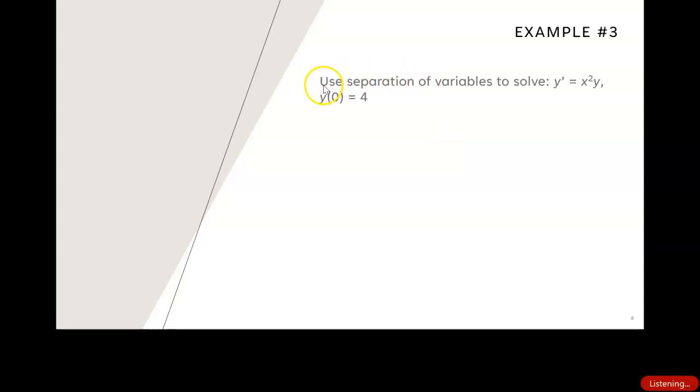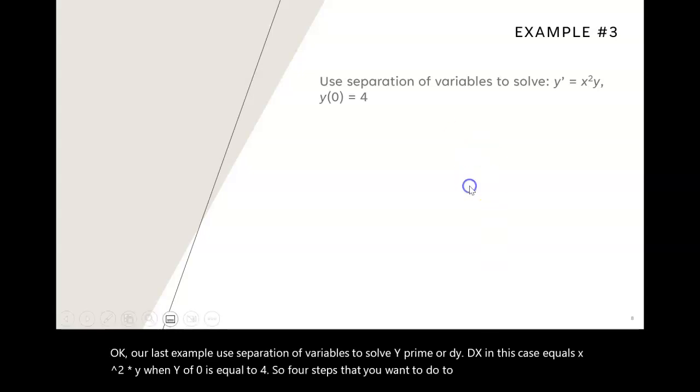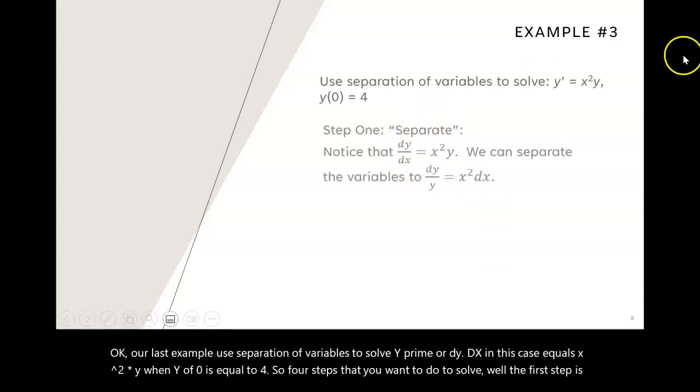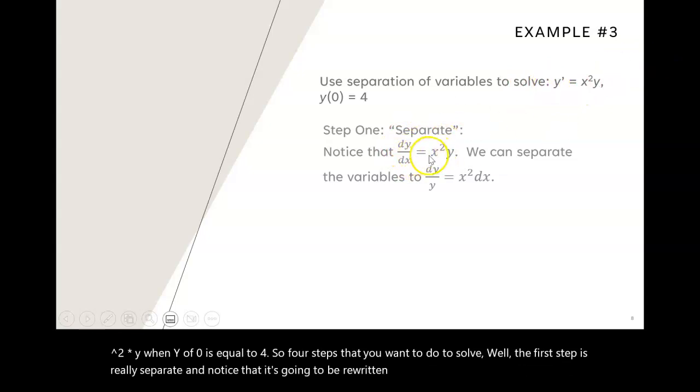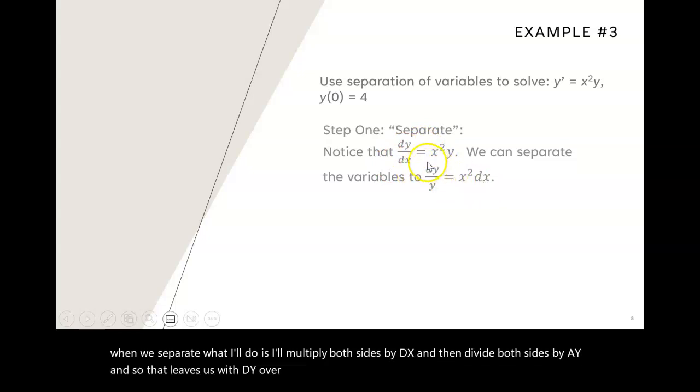Okay, our last example, use separation of variables to solve y prime, or dy/dx in this case, equals x squared times y, when y of 0 is equal to 4. So there are 4 steps that you want to do to solve. Well, the first step is really separate, and notice that this can be rewritten as dy/dx is equal to x squared times y. And so when we separate, what I'll do is I'll multiply both sides by a dx, and then divide both sides by a y. And so that leaves us with dy over y equals x squared dx. So I've got my dy and y's on my left, my x squared and dx on my right.